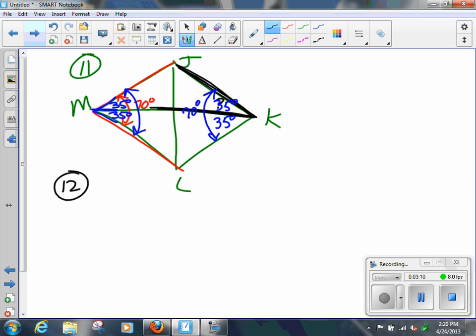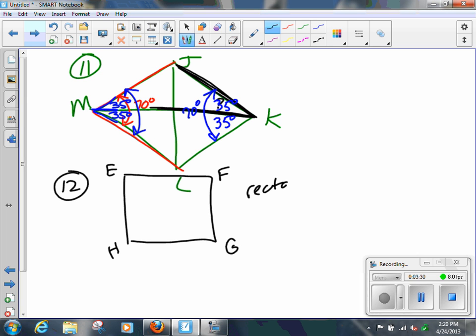All right, look at 12. What kind of figure is this one? No, it is not. Read the problem. It's a rectangle. How many of you actually read the problem? Okay, it's a rectangle. It says, which statement is needed to prove EFGH is a rectangle? And it says EG is perpendicular to HF. Those are the diagonals. Or EG is congruent to HF.